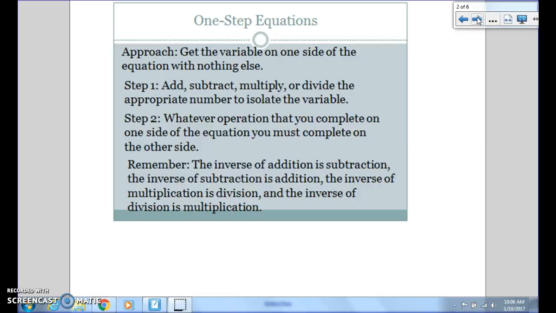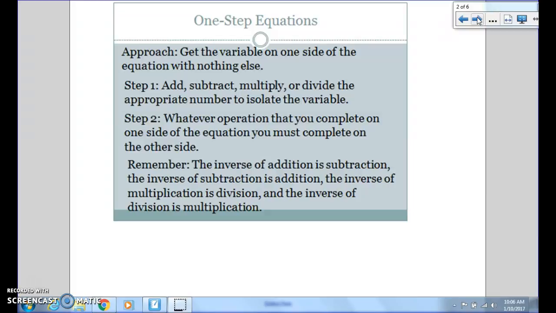If you see addition, you'll use its inverse operation, subtraction. Subtraction's inverse is addition. Multiply, you would divide, and obviously division's inverse would be multiplication.